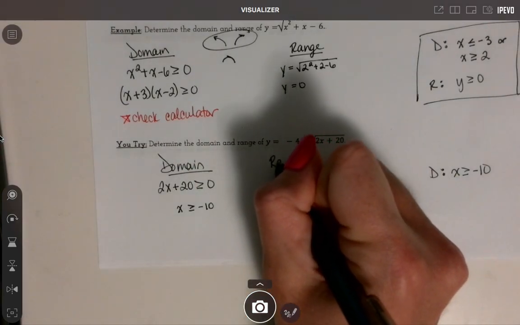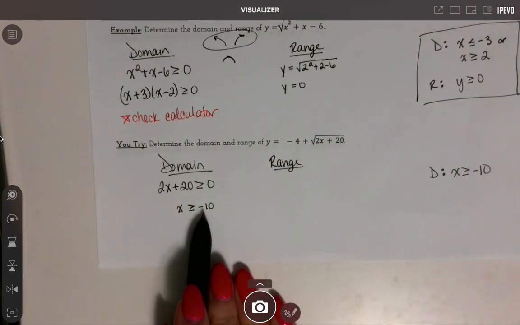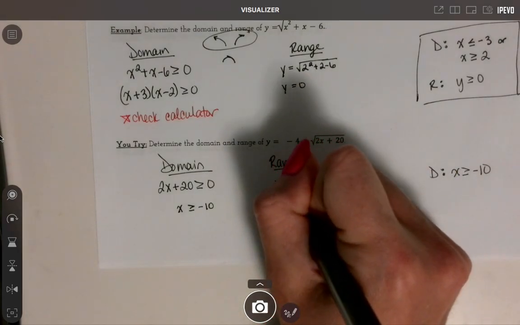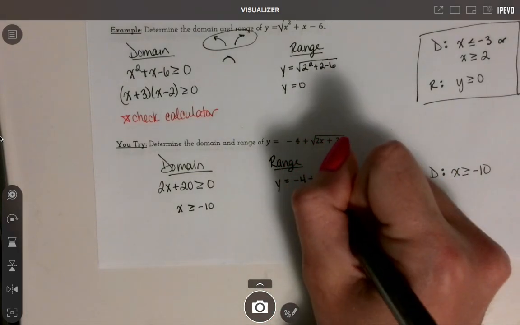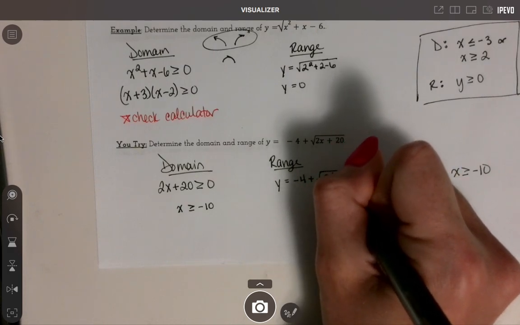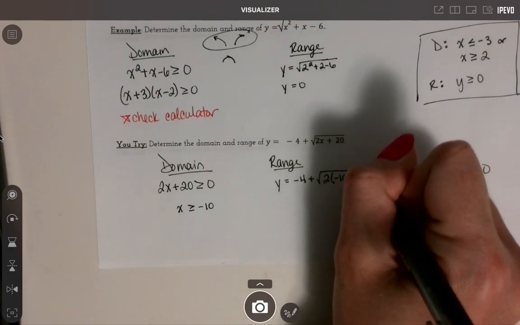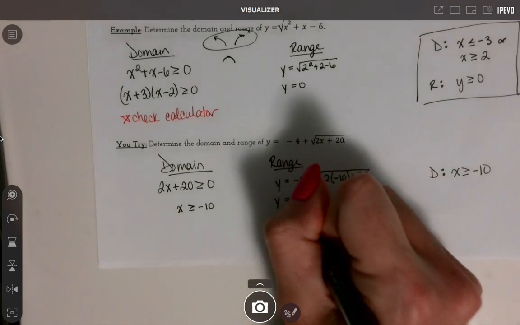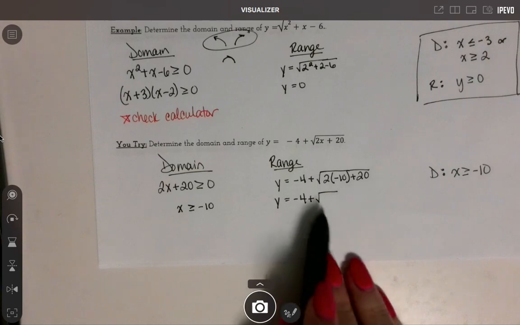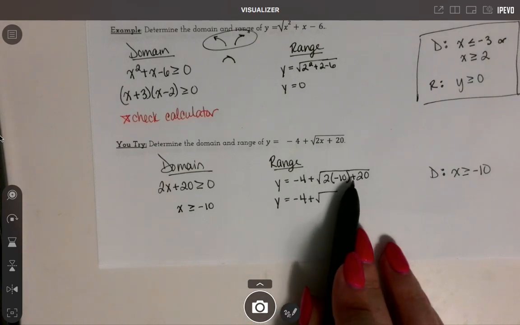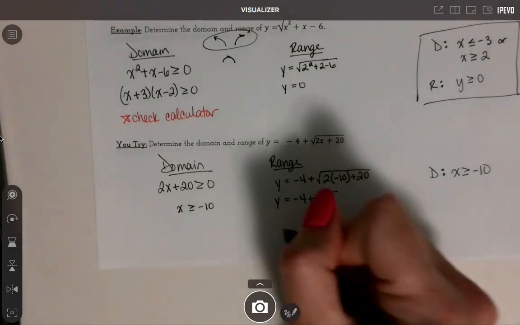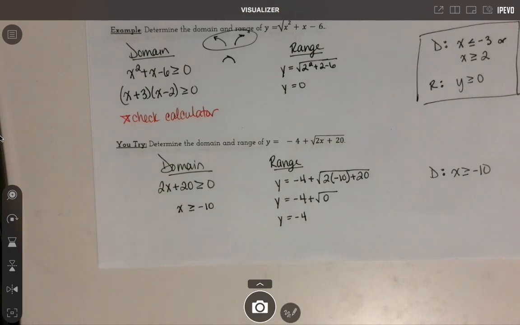And then for my range, I want to take that -10 and plug it in for my x in my equation. So I have y equals -4 plus the square root of 2 times -10, in place of my variable, plus 20. So y equals -4 plus the square root of, well, this is -20, plus 20 is 0, so the square root of 0. Well, the square root of 0 is 0, so I get y equals -4.